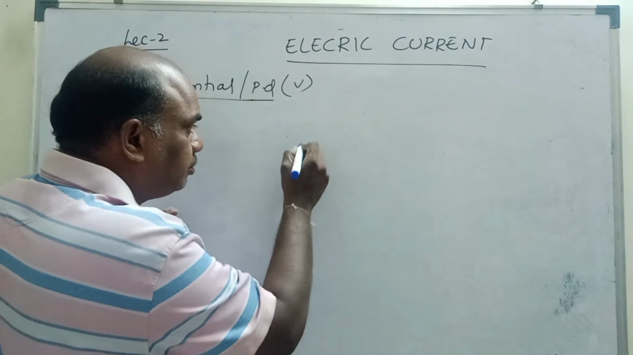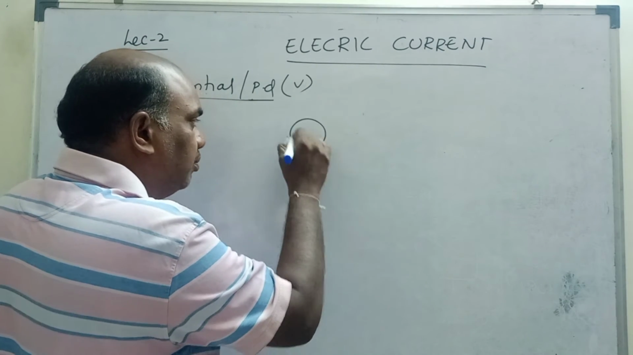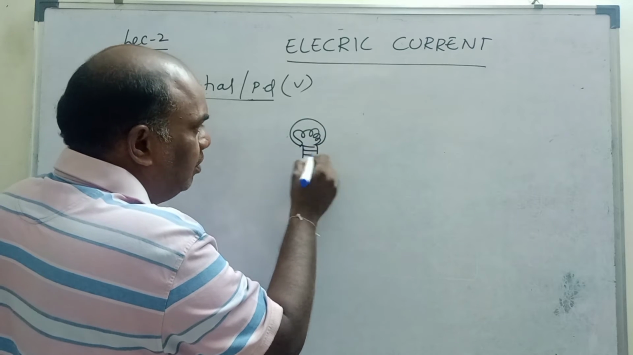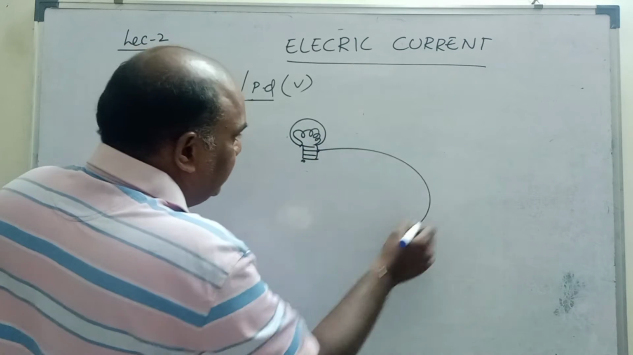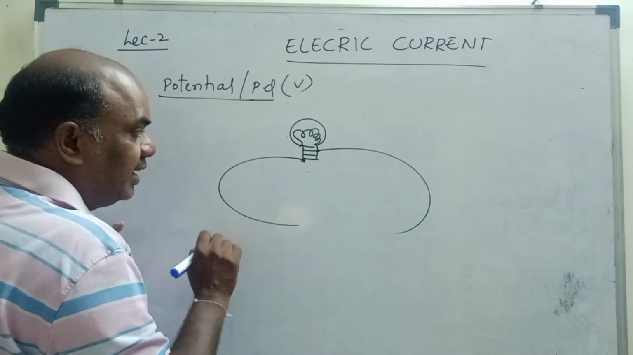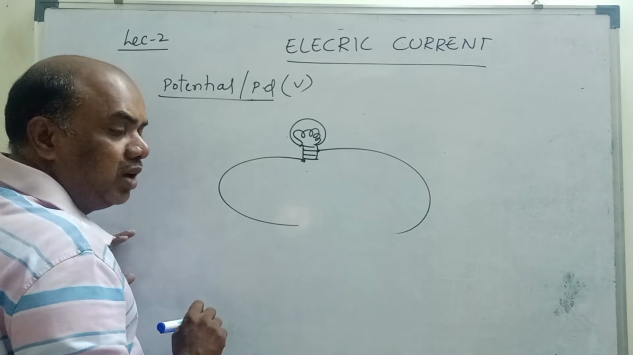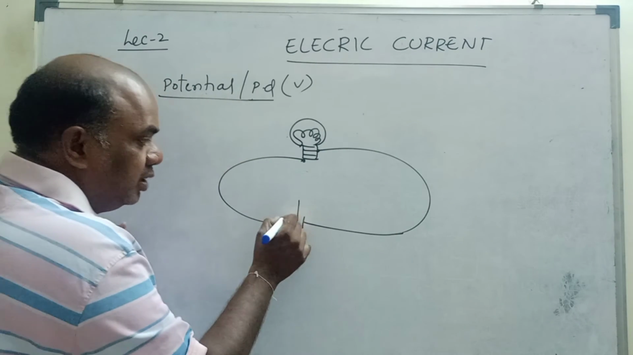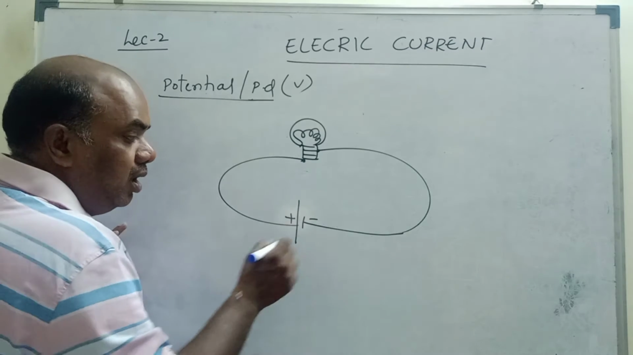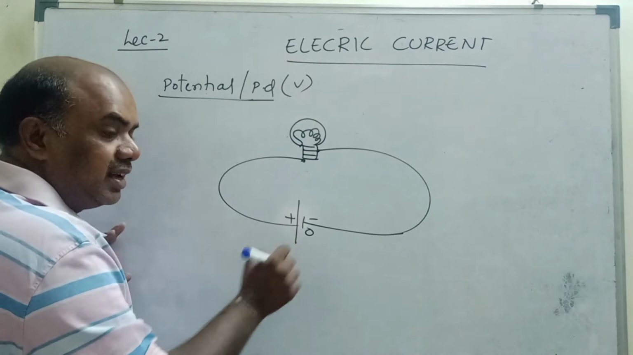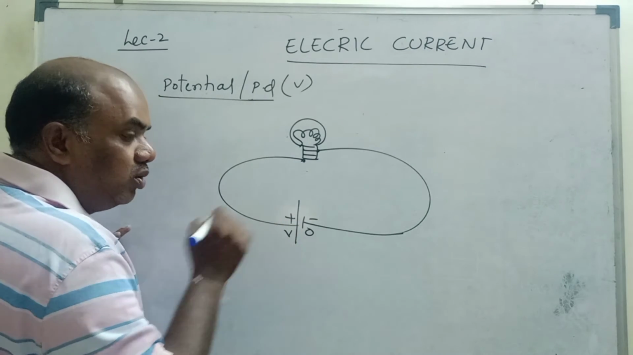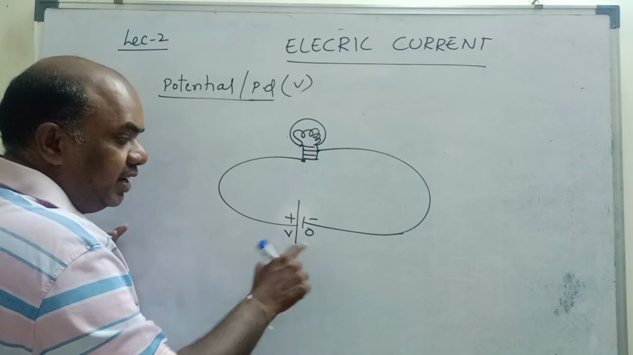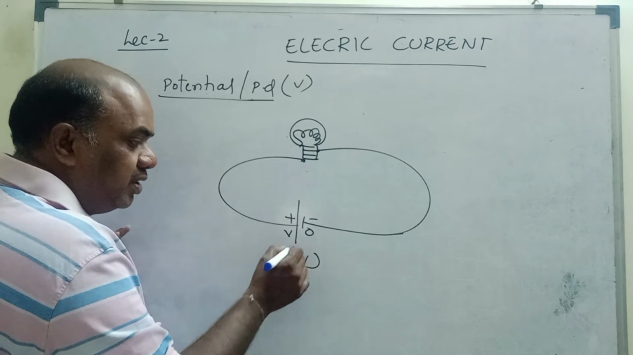See children, this is a bulb. We can call it a consumer. These are two terminals. If you connect them like this, current does not flow, the bulb does not glow. Whenever these two terminals are connected to the battery, this is the positive terminal, this is the negative terminal. One side, the negative terminal, is considered as 0, the positive side you consider as V. The difference is V minus 0, the potential difference is V.